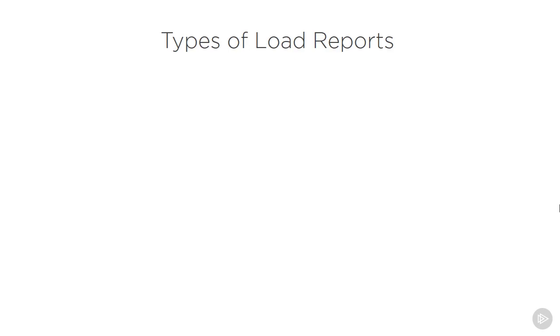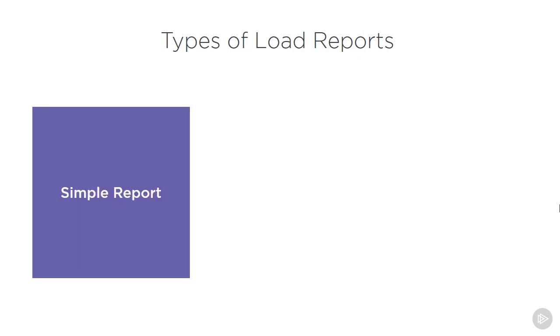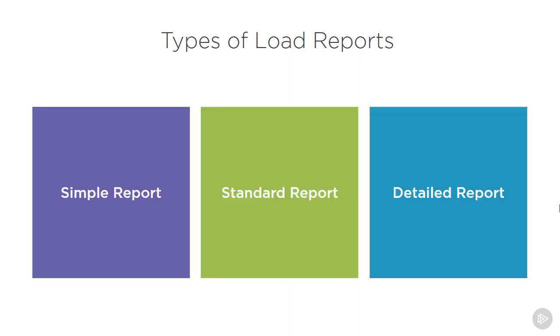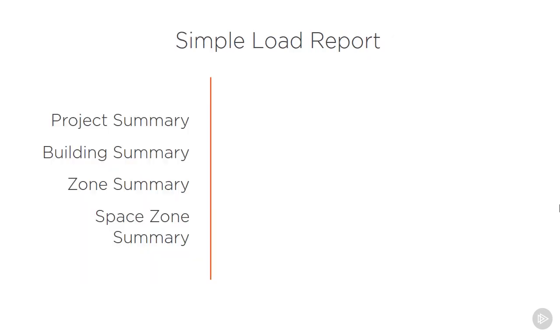Now with our load reports generated, let's step out of Revit for a minute and have a detailed look at what type of load reports we just created. We've done a simple report, a standard report, and a detailed report. Within the simple report, you have 4 summaries. You have a project summary, a building summary, a zone summary, and a space zone summary.